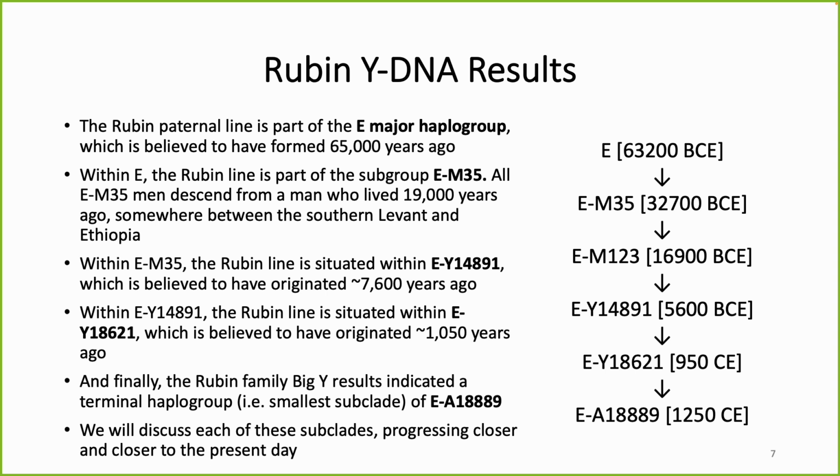And they all share a common ancestor from about 800 CE. Again, this is a high-level overview. We're going to go into detail about all of this stuff. Within EY14891, the next one is EY18621. Everyone from there has a common ancestor from 950 CE, so we're getting a little bit closer to the present day. And then finally, the terminal haplogroup, the last haplogroup from Ron Rubin's test, was EA18889 from 1250 CE.